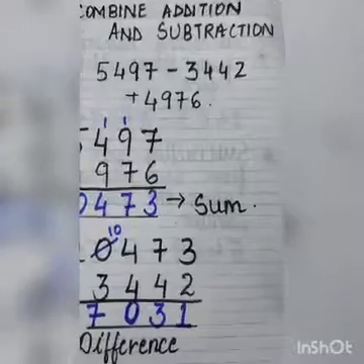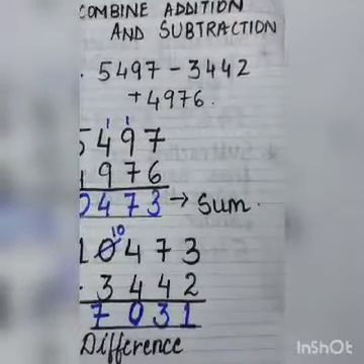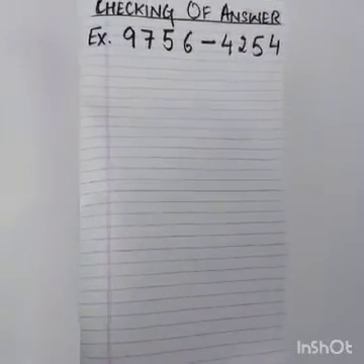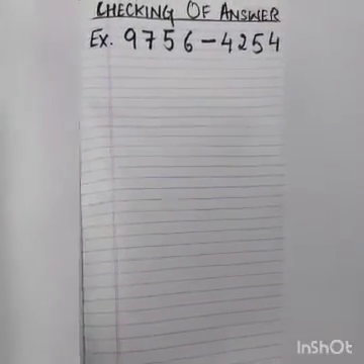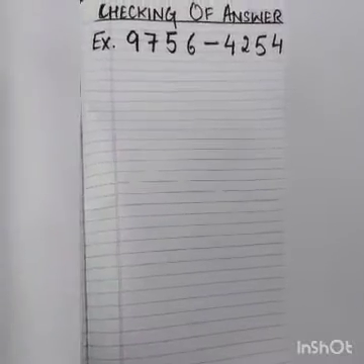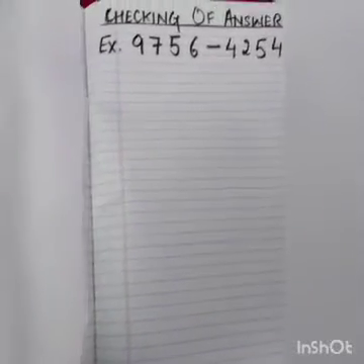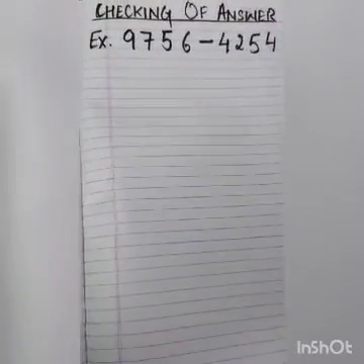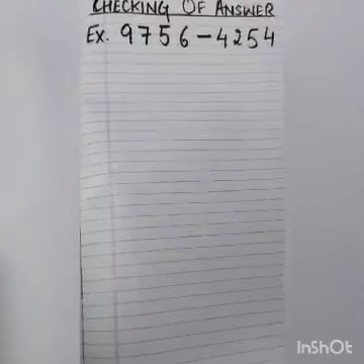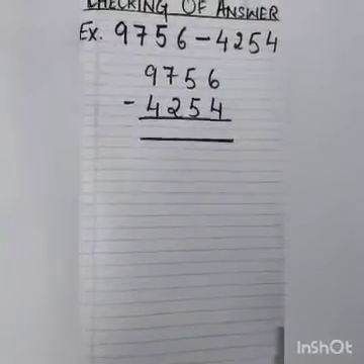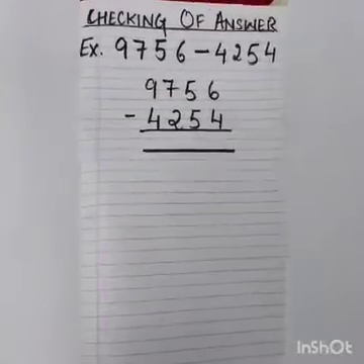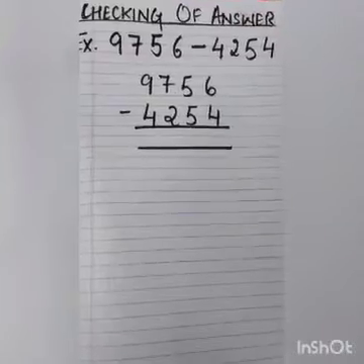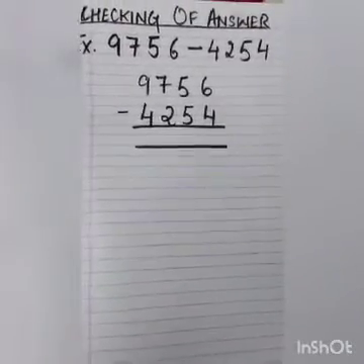Now we will move on to the other concept, that is checking of answers. We have been given a number, 9756, and we have to take away 4254 from this. First of all, we will arrange these numbers in column method. So we have the numbers here in column method: 9756 minus 4254. So 6 minus 4 will give us 2.